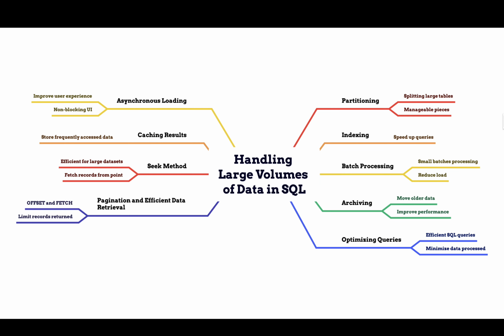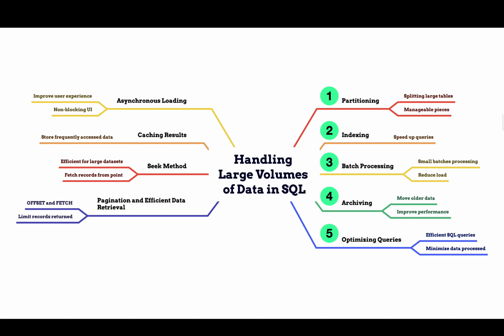Handling large volumes of data in SQL. 1. Partitioning. Splitting large tables into smaller, more manageable pieces. 2. Indexing. Using indexes to speed up queries on large datasets. 3. Batch processing. Processing data in small batches rather than in a single operation to reduce load. 4. Archiving. Moving older, less frequently accessed data to different storage to improve performance.